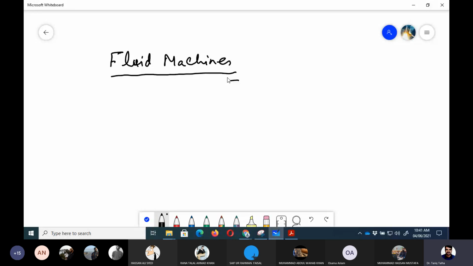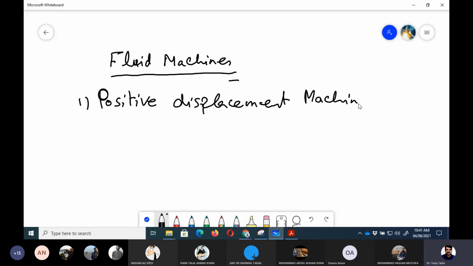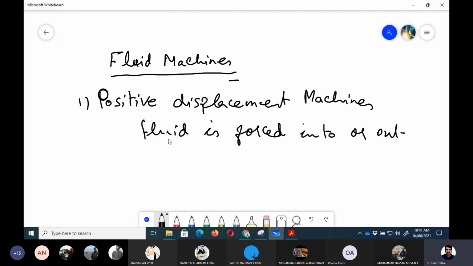Now it has got two types. One is the positive displacement machine. In a positive displacement machine, the fluid is forced into or out of a chamber or control volume.